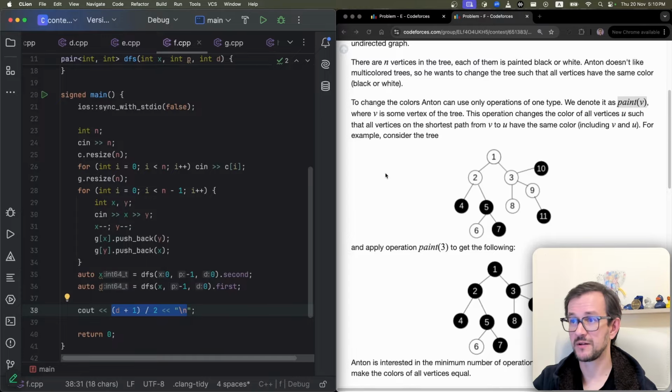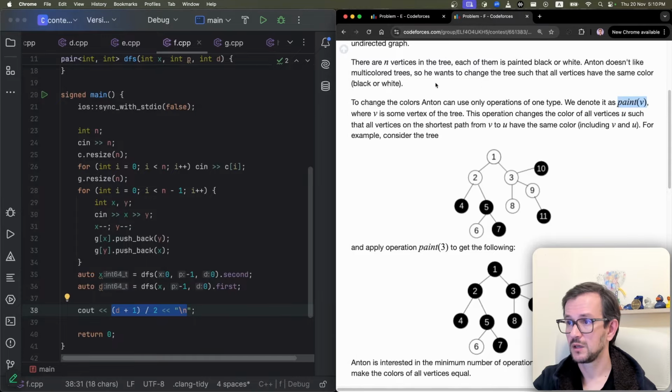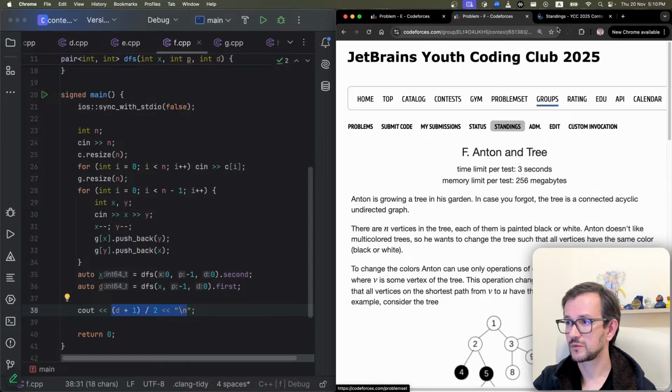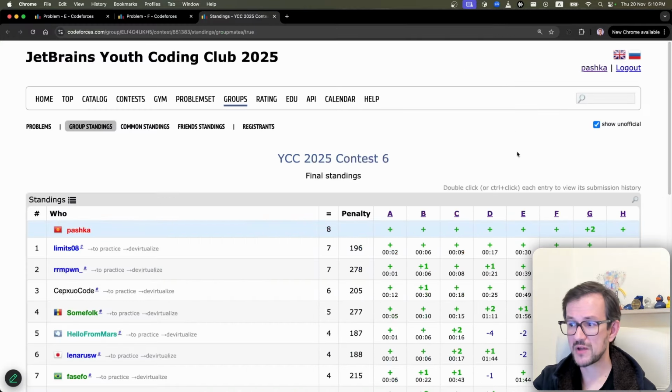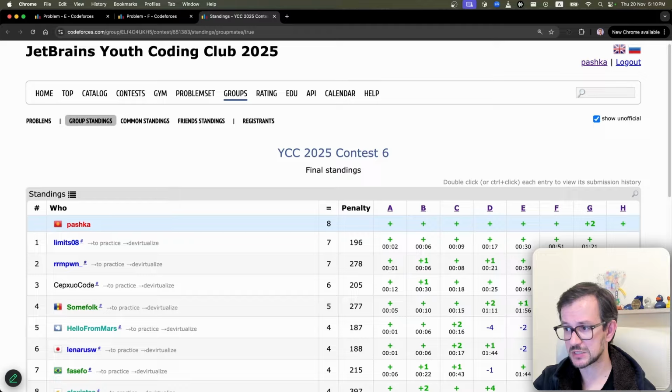Okay, that's it. That's problem F. Did anyone solve problem F? Problem F is actually solvable. So G is harder than usual. H is very hard. Okay.